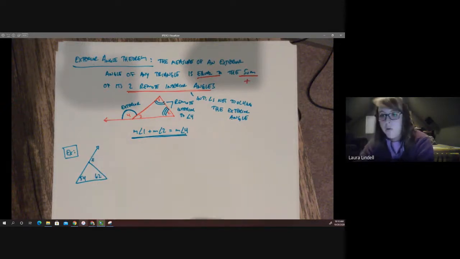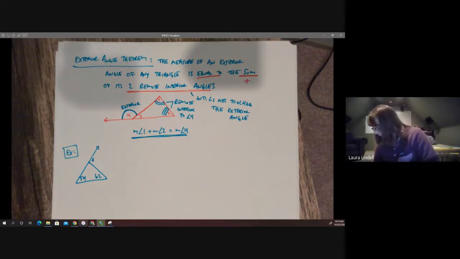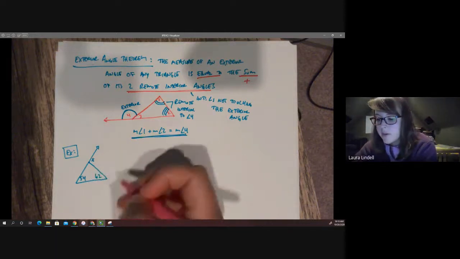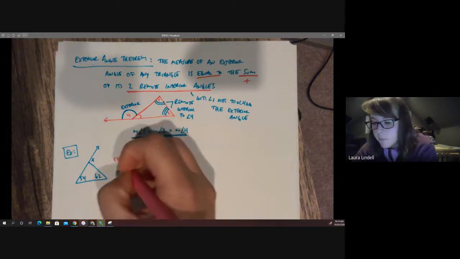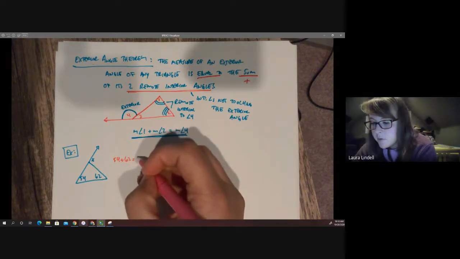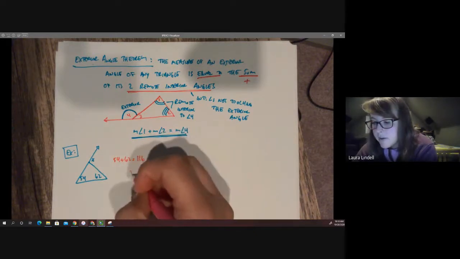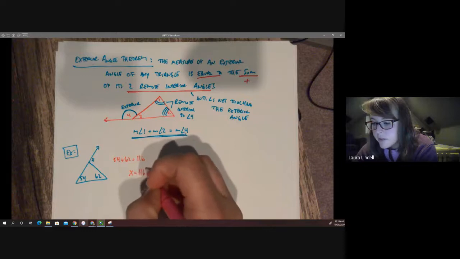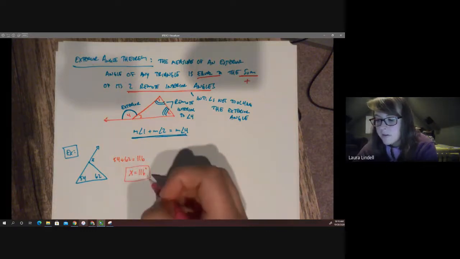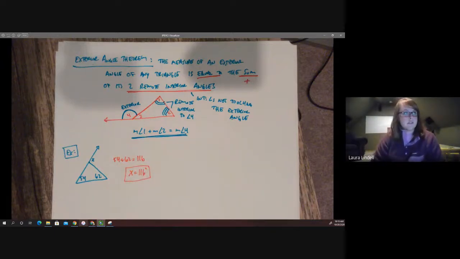So we want to figure out what x is. All we have to do to figure out what that missing angle is, add these two together. 54 plus 62 gives me 116. So x is 116 degrees. So that's the simple case.